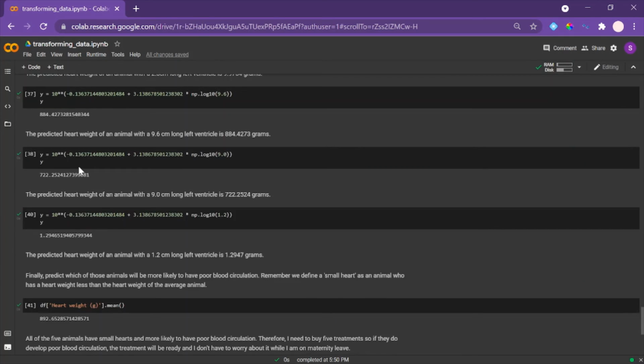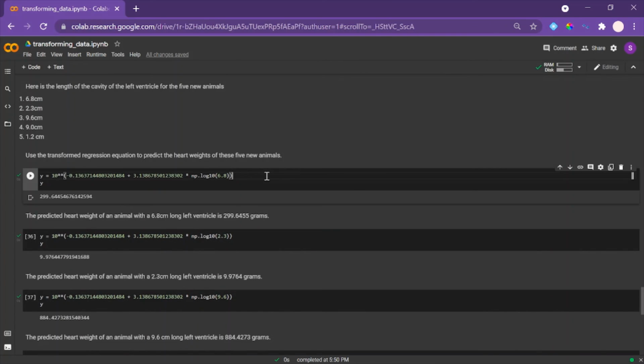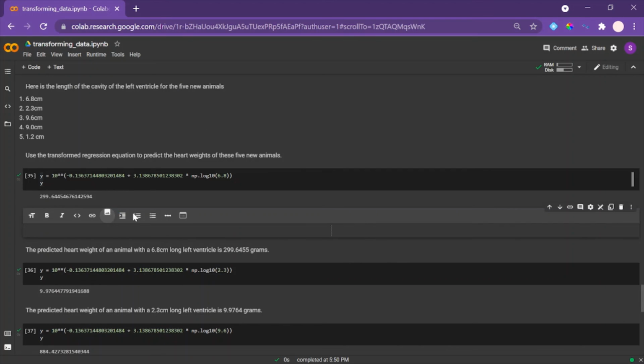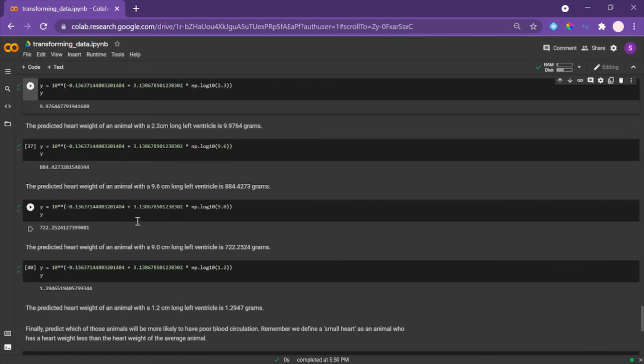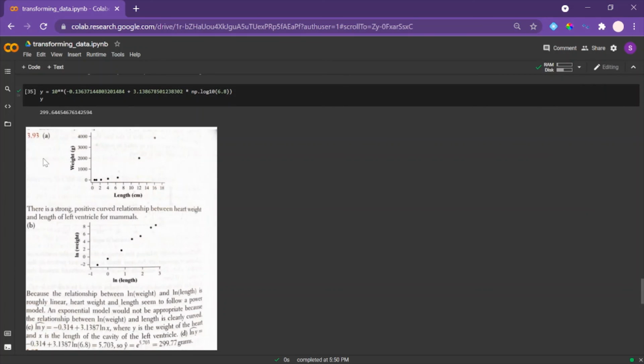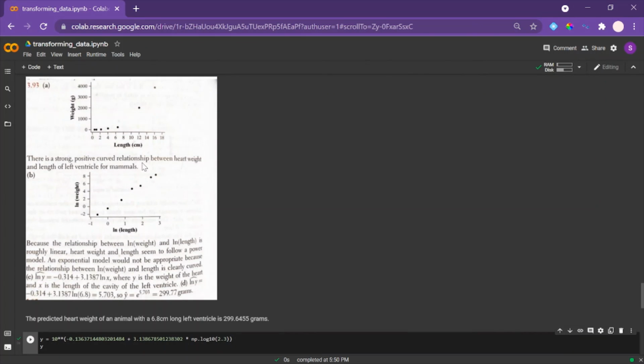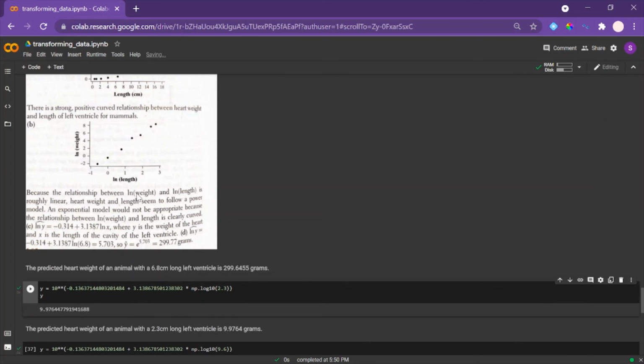The answer key. So for the first one, it was actually a problem in my textbook, and I'm going to show you what the answer key says. I just extended it to be really extra. Okay, right there. So this is what the textbook says. There's a strong positive correlation between heart rate and length of left ventricle for mammals, because the relationship between the natural log of weight and the natural log of length is roughly linear. Heart rate and length seem to follow a power model. An exponential model would not be appropriate because the relationship between the natural log of weight and the length is clearly curved.